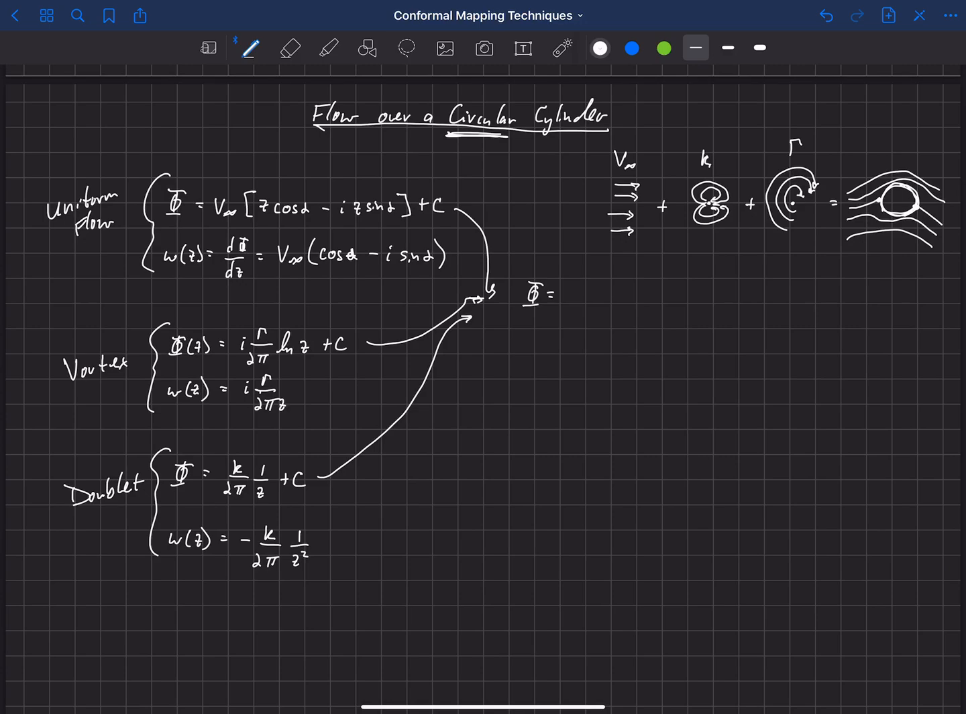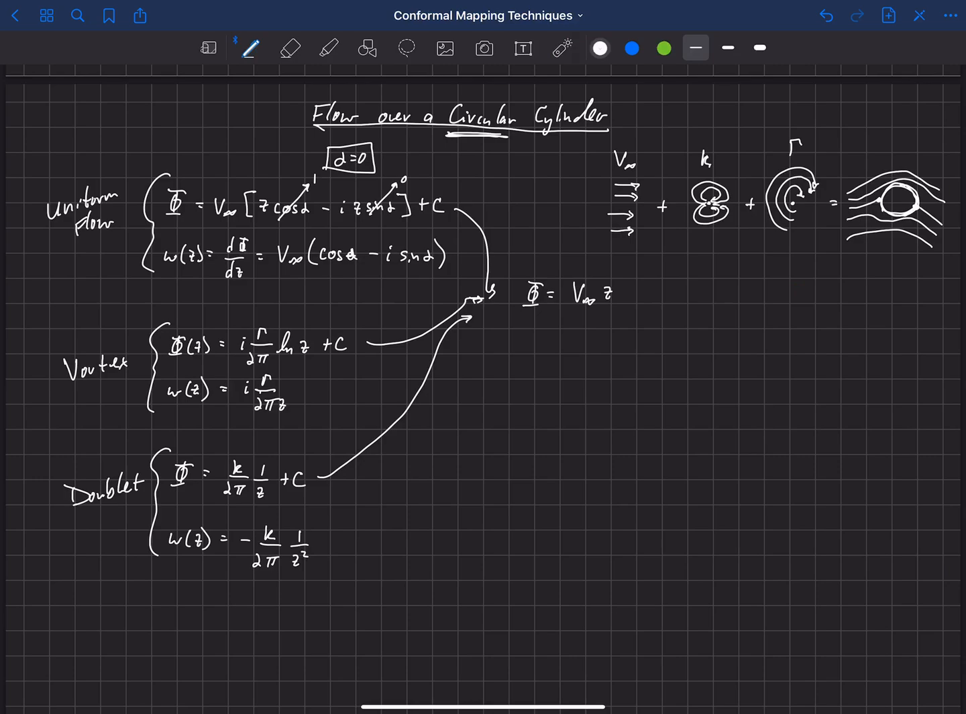Now, to simplify this, I'm just going to say that alpha is 0 for the free stream, so cosine of alpha will go to 1, and sine of alpha will go to 0 if alpha equals 0. So that's just to simplify this, but we could leave it in there. And so what we'll get now is from that first term, V infinity times Z. This term is 0. And then all of the complex constants, we're just going to combine into a single constant here at the end. So we'll put that there later.